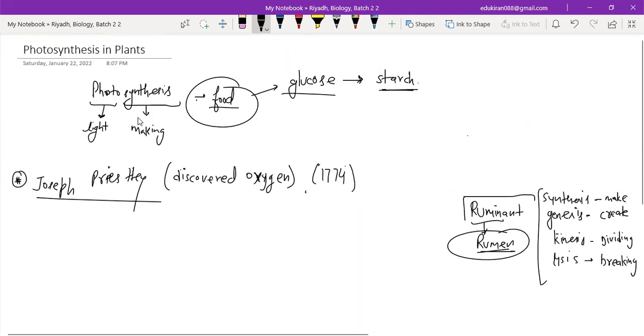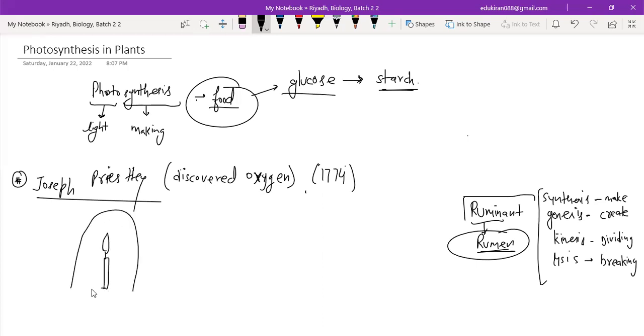So there's something which is required for, first of all, you must be knowing about these experiments where a candle was lighted and it was covered with a glass lid. So after some time, what will happen? It will stop burning. Yes, you will see that the candle is extinguished, right?